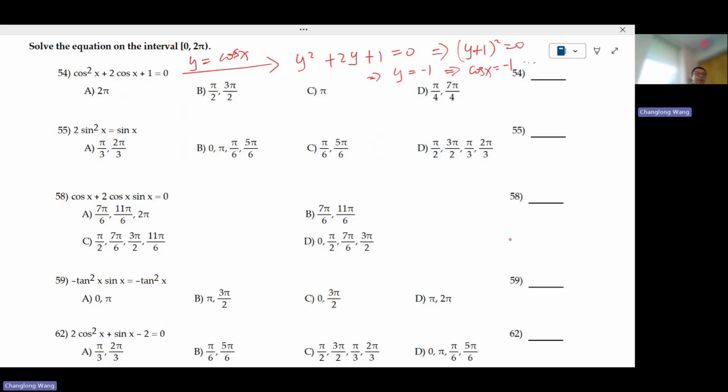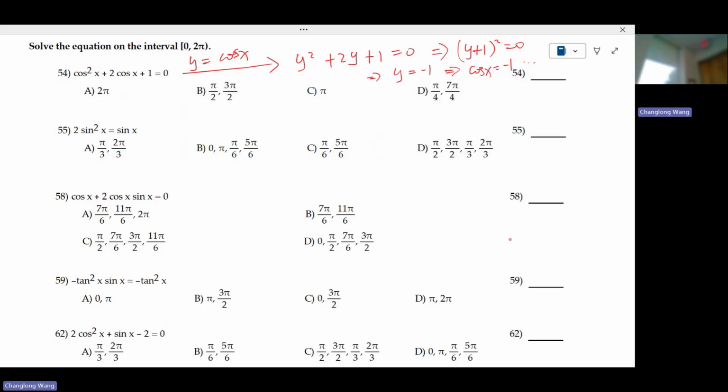In 55, you have to put everything on one side in order to factor it, right? Once you do that, take the sine of x to the left-hand side, and you'll be able to factor the sine of x, and you get 2 fundamental equations. 58, hopefully you notice that the cosine x is a common factor. Take it out, you will get 2 fundamental equations right away. 59, again, it seems complicated, but trust me, if you take this guy to the left-hand side, take that out, you get some equations to play with, right? The easy ones, they just look like the fundamental ones.